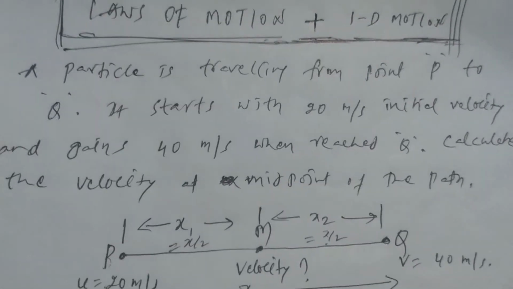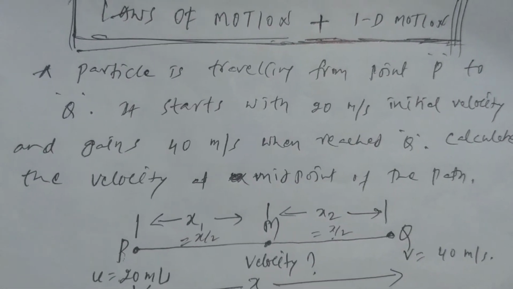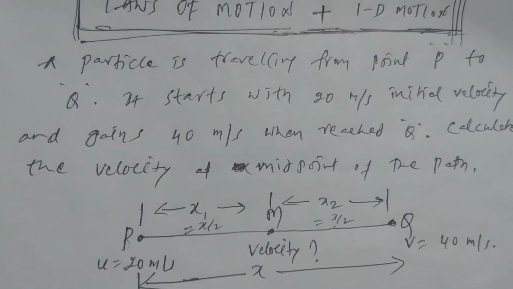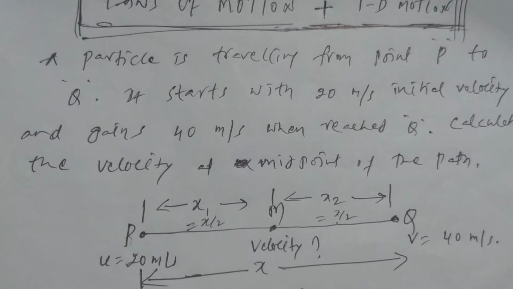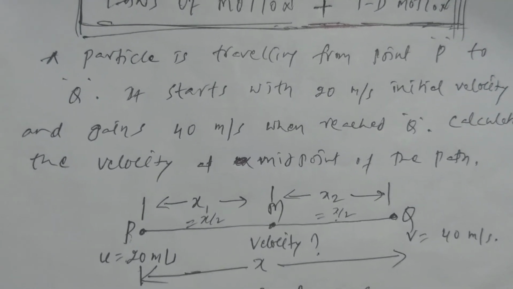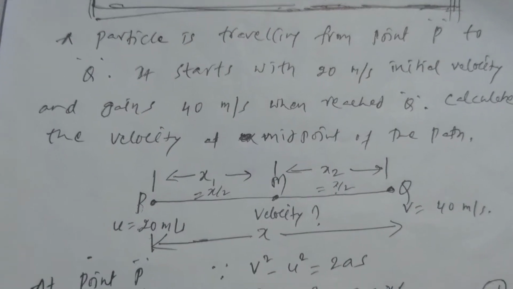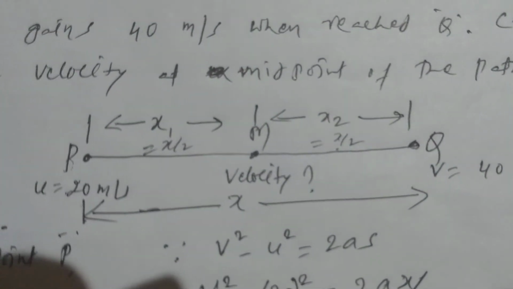A particle is traveling from point P to Q. It starts with 20 meter per second initial velocity and gains 40 meter per second when it reaches Q. The question is, we have to find out the velocity at the midpoint.